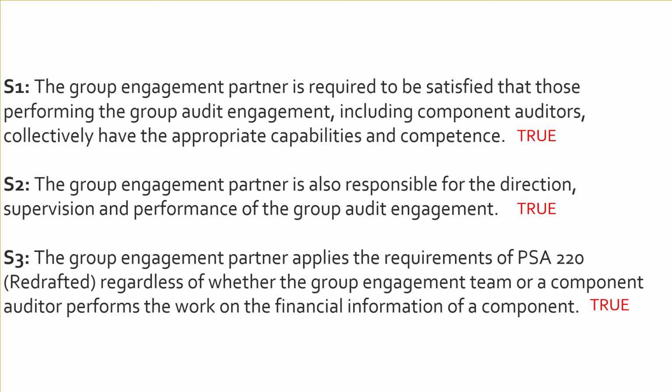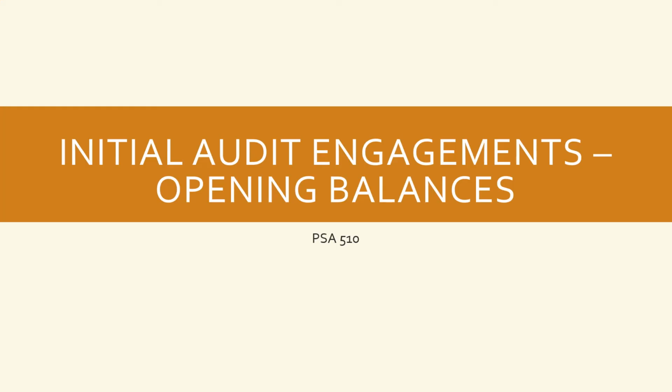Or you may evaluate the impact of that component on the group FS, and if needed, you may decide to modify your opinion on the group FS. Again, you take the ultimate responsibility for the entire group. So if you're not satisfied with the audit of one component, you either do it yourself or you consider the impact of this as if it was not audited at all. Will it have an impact on your opinion on the group FS? Okay, so that's for group financial statements.